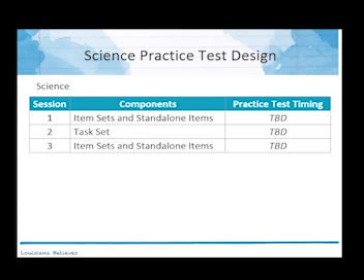Science practice tests, we're working on practice test timing at the moment because we are working on operational timing. Again, there will be field tests on the operational tests, so when we do update that, it will include adjustments for that.